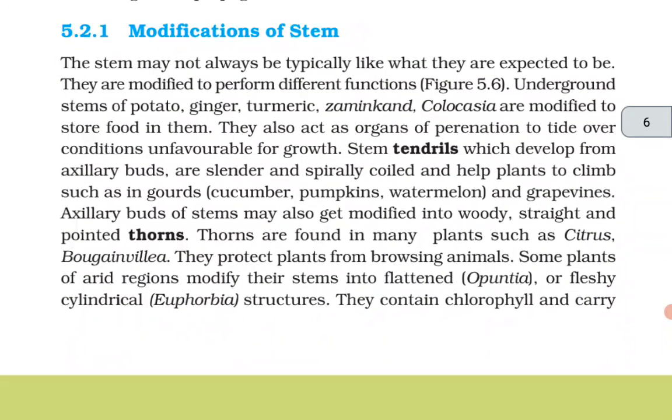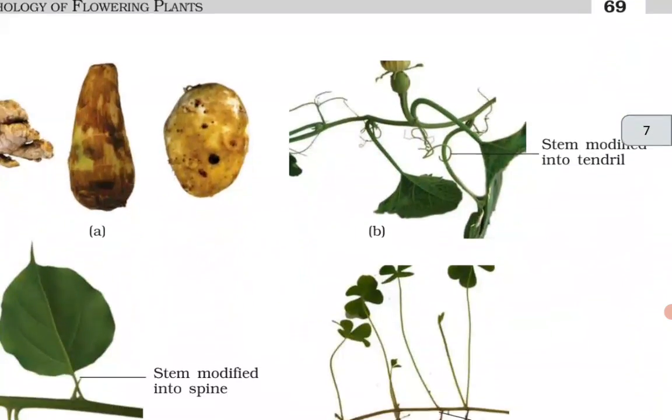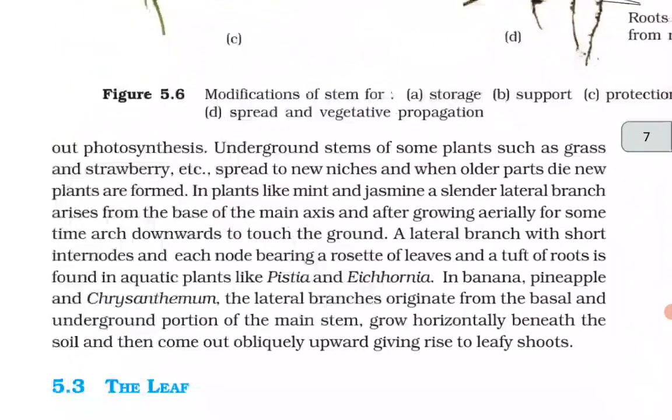Some plants of arid regions modify their stems into flattened (Opuntia) or fleshy cylindrical (Euphorbia) structures. They contain chlorophyll and carry out photosynthesis.